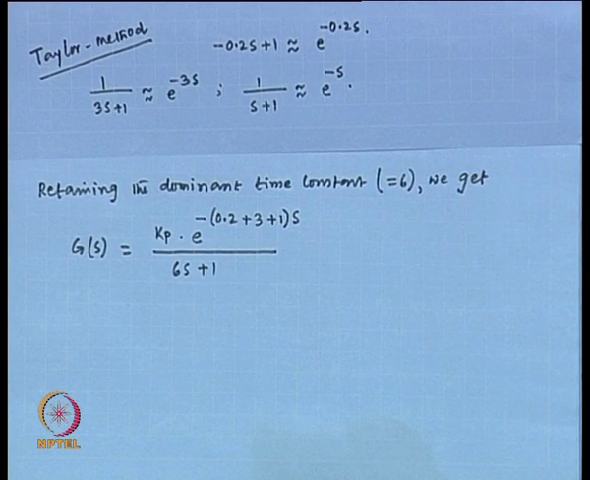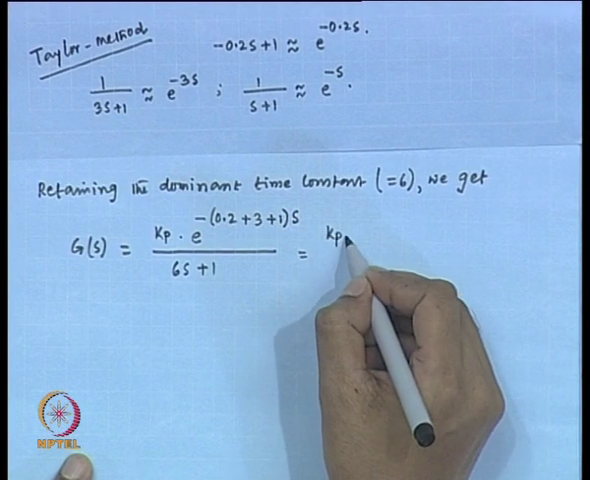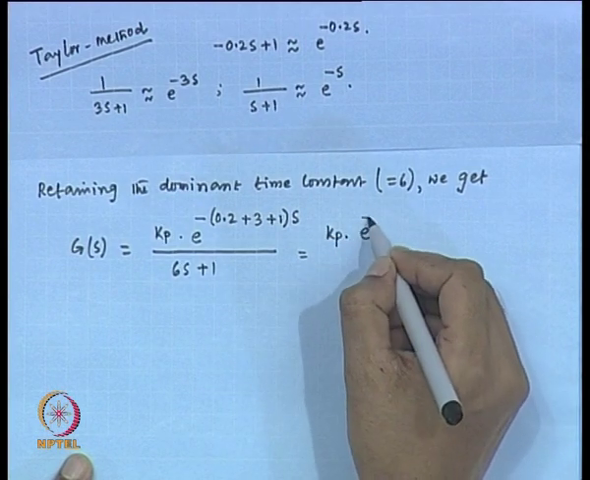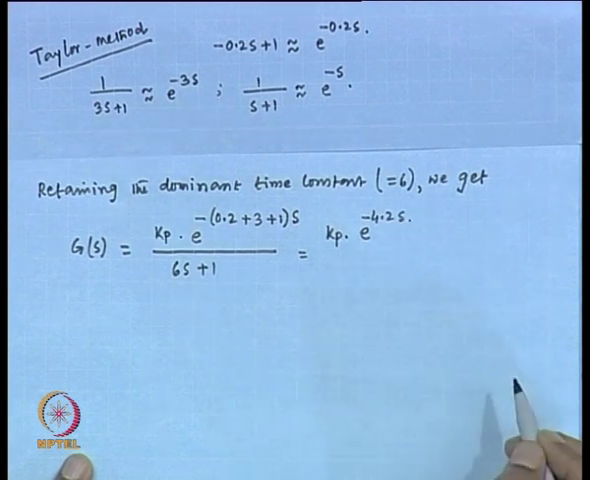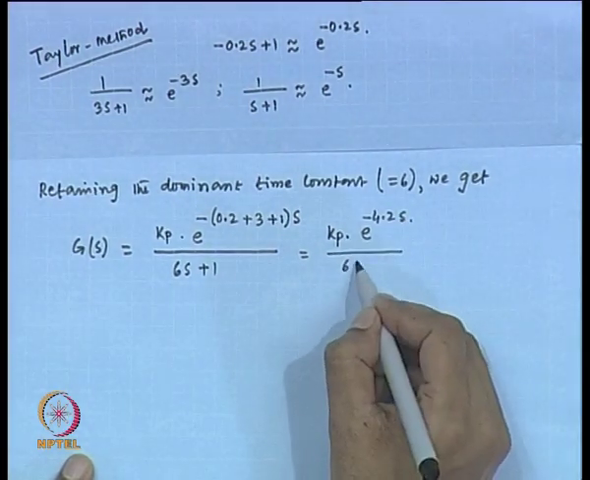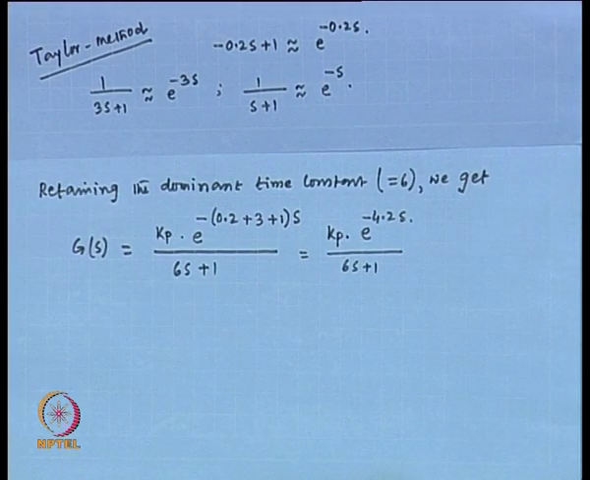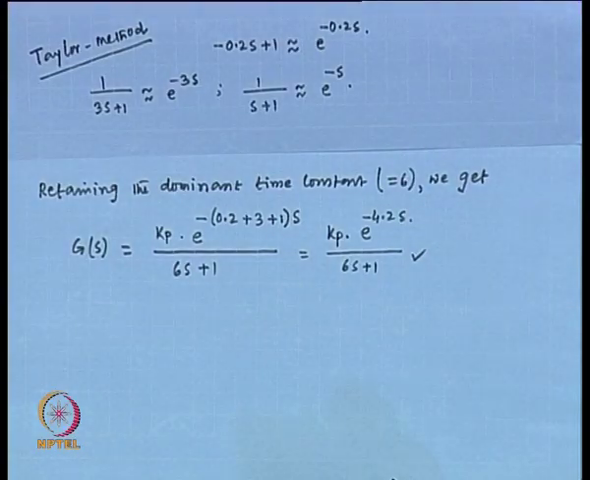So, can we write this from the higher order transfer function? So, it becomes Kp exponential of minus 4.2 s divided by 6s plus 1. So, this is the representation of higher order transfer function by the first order plus dead time system transfer function. Fine. This is one method.